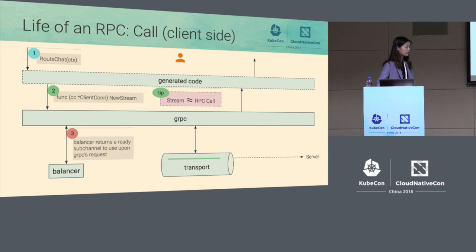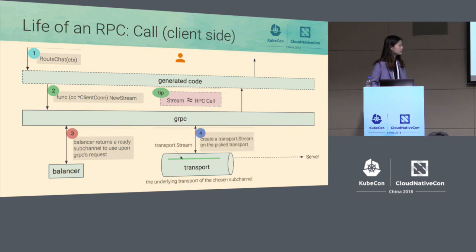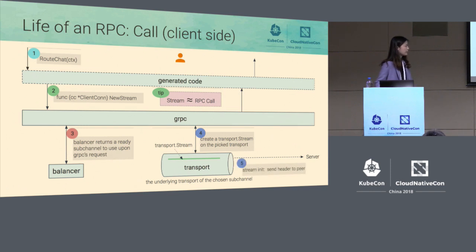So the balancer will, depending on its load balancing policy, choose a ready subchannel to transmit the RPC and return the decision back to gRPC. And gRPC will then create the transport stream on the underlying transport of the subchannel chosen by the balancer. And the transport will do the stream initiation by sending the header to the server side to initiate the stream also at the server side.